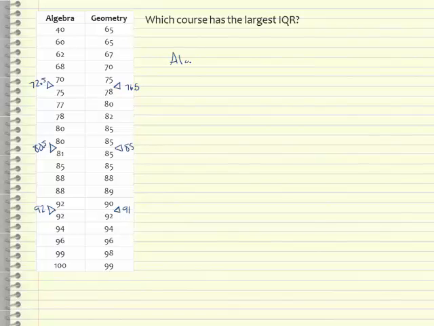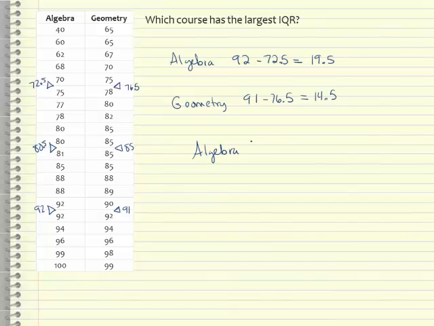So for algebra, we'll do 92 minus 72.5, and we're going to get 19.5. For geometry, we'll do 91 minus 76.5. We'll have 14.5. So algebra has the largest IQR. Remember, IQR is interquartile range.